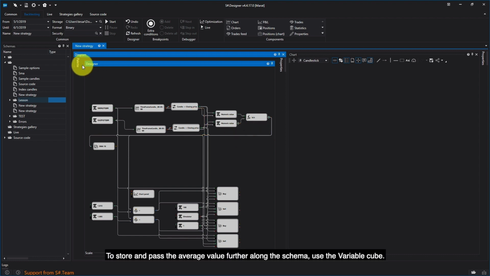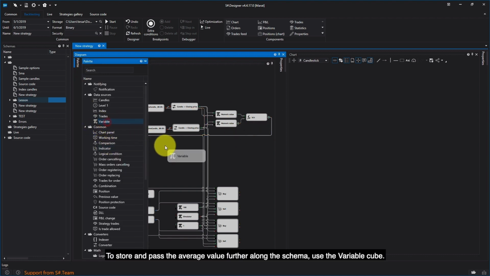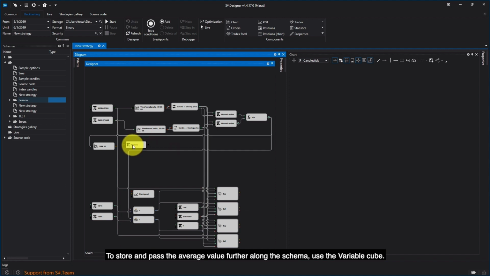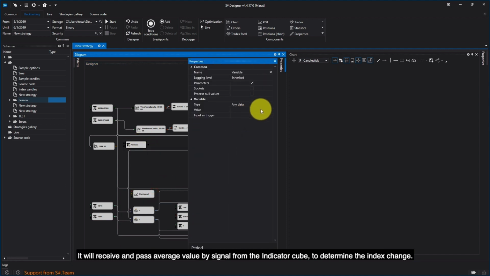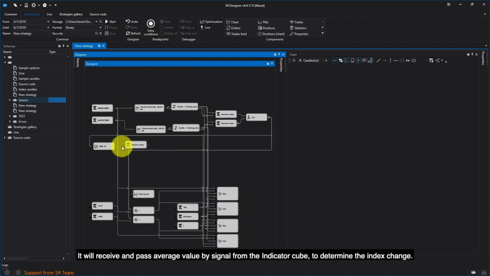To store and pass the average value further along the schema, use the variable cube. It will receive and pass the average value by signal from the indicator cube to determine the index change. Initially, it does not store any data, and only after receiving the value, it passes the average index value. The pass signal is sent to the indicator cube trigger.